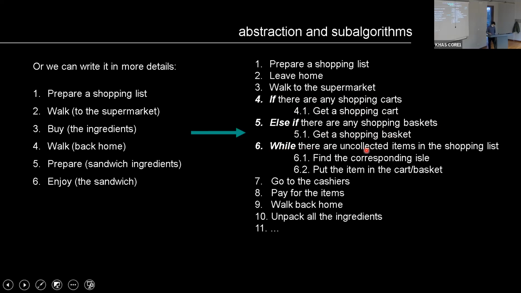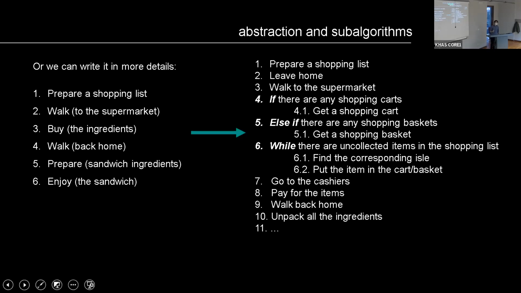Then, while there are uncollected items in the shopping list, find the corresponding aisle inside the supermarket, put the item in the cart or basket, whichever one you've taken. Go to the cashiers, pay for the items, walk back home, unpack all the ingredients, etc. You could go on with all these details, right? So if you're teaching how to do shopping either to a kid or a robot, probably you would have to go into either these details or even further details than this one.